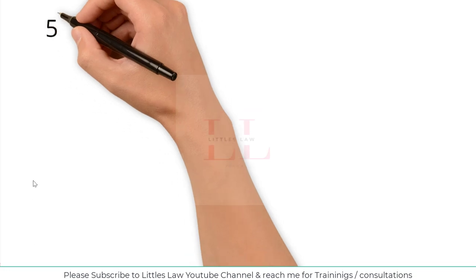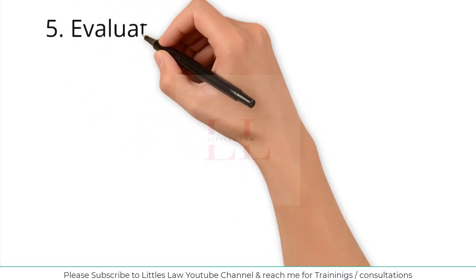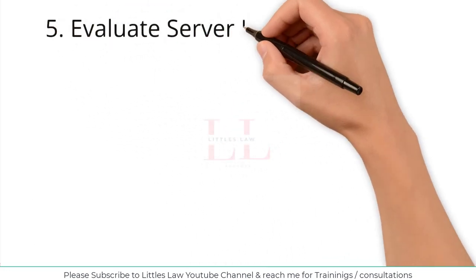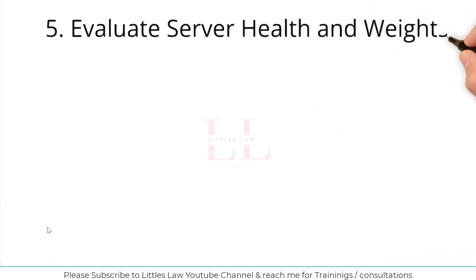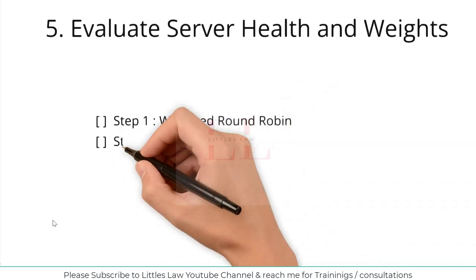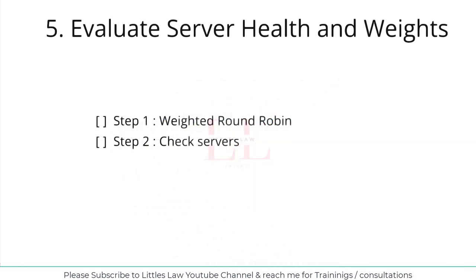So now step 5, where we have to evaluate the server health and weights. What is evaluating server health and weights? We'll see it now. Some load balancers use a weighted system to decide how much traffic each server should handle. Servers with more power, meaning better CPU and more memory, are called more powerful servers, or weighted systems, because they get a higher weight in terms of CPU and memory. So they take on more traffic.